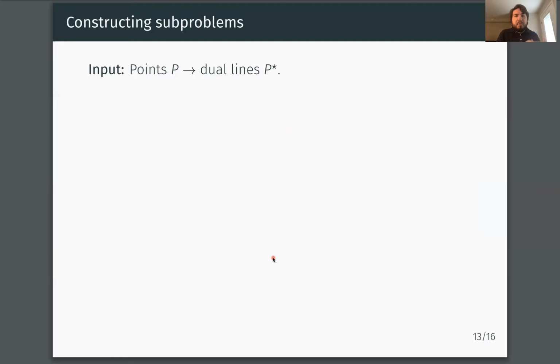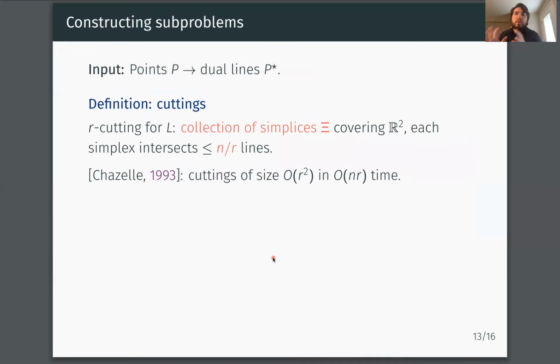So I have my points P. In the dual, I have my lines P star. And to perform this decomposition step, I'm going to use cuttings. Recall that an R cutting for a set of lines is a collection of simplices C, which covers the plane, and each simplex intersects at most n over R lines. Okay, and it's been known again since the 90s that cuttings of size R squared can be computed in nR time.